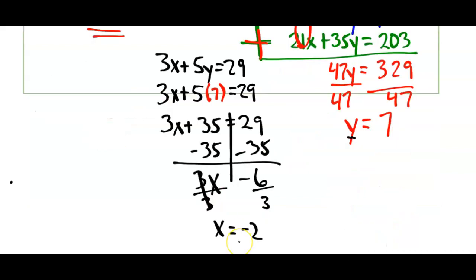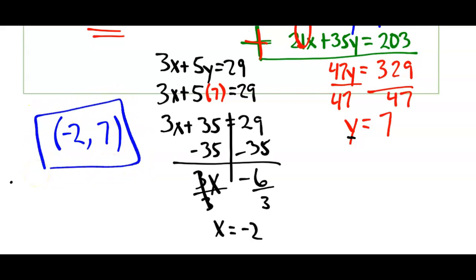Okay, you should have got x equals -2. So my answer is -2, 7. And I'm done. All right, you have 6 problems on the back of this. I would like you to identify what you're using, graphing, substitution or elimination. I'd like you to do them.